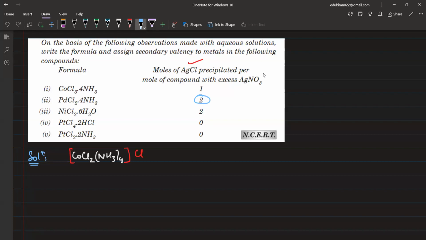So inside the coordination sphere, I will write Pd NH3 whole 4 Cl2. Now in the next case also I have 2 moles of AgCl. That means there will be 2 chloride ions outside the coordination sphere. That means square brackets. We have nickel H2O whole 6 Cl2. In the fourth case, we have 0. So each and everything will be inside the coordination sphere. Please write here.